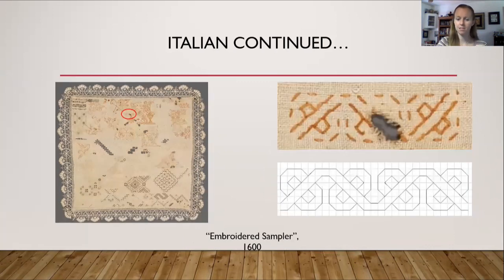This is from the same sampler, and inside the red circle on the left-hand side is the pattern I interpreted. On the right-hand side is an enhanced picture of that pattern, and again, some of the threads are missing, but because it's counted stitch, we can count where the stitches are missing and find what the pattern would have looked like, and that's what I've put on the bottom right-hand side of the page.